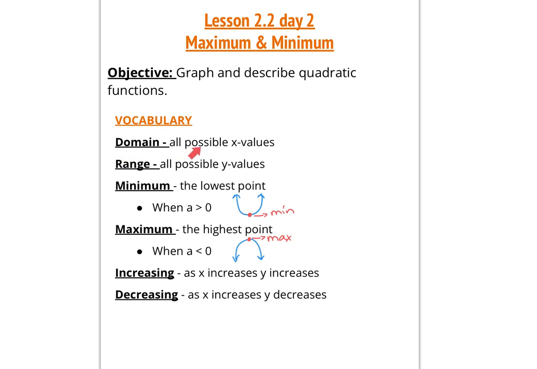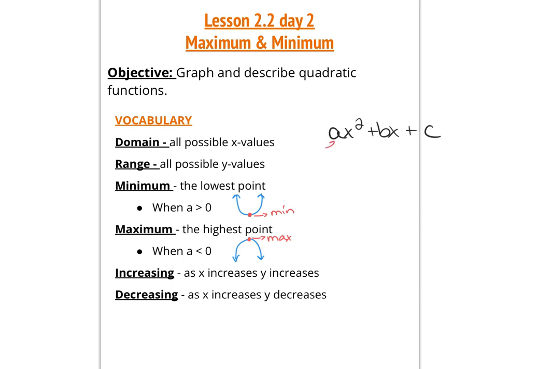So domain, all possible x values. Range, all possible y values. Minimum, we talked about it being a low point. And we also talked about our a being able to show us that in standard form. When I'm talking about my a, I'm referring to it in standard form, ax squared plus bx plus c.